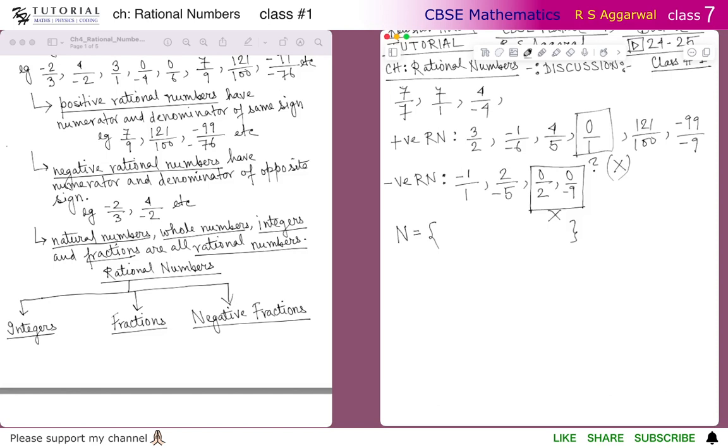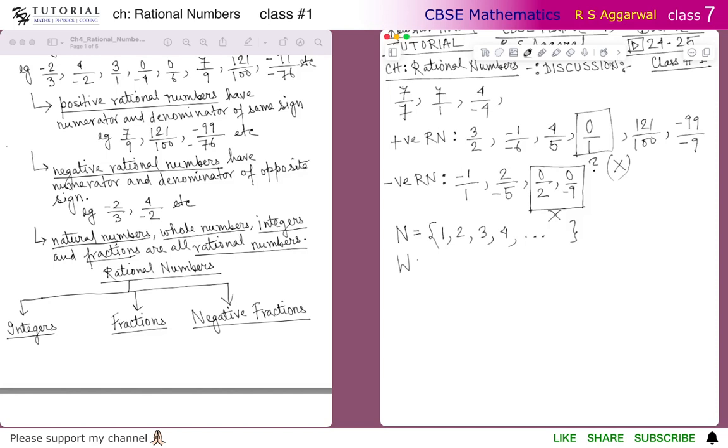So the natural numbers are, we know, 1, 2, 3, 4, like this. I will not go deep into sets, but the collection of natural numbers is 1, 2, 3, 4, 5, 6, 7, 8, and it's endless. They are the counting numbers, and we denote the set of natural numbers by the letter N.